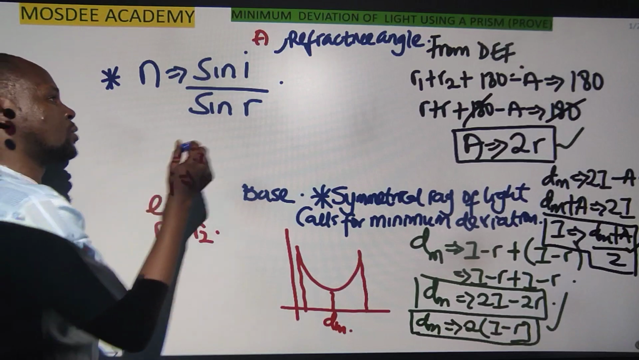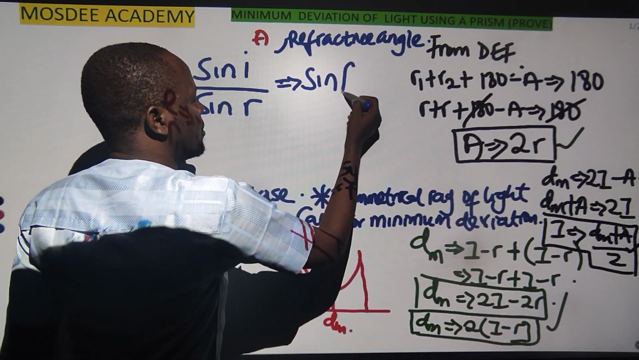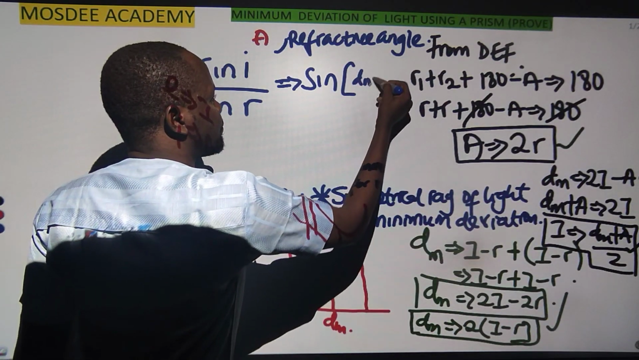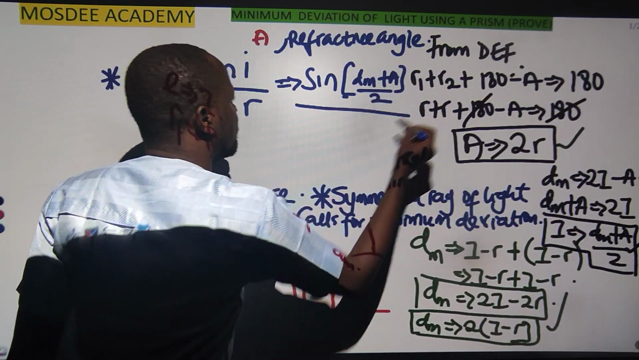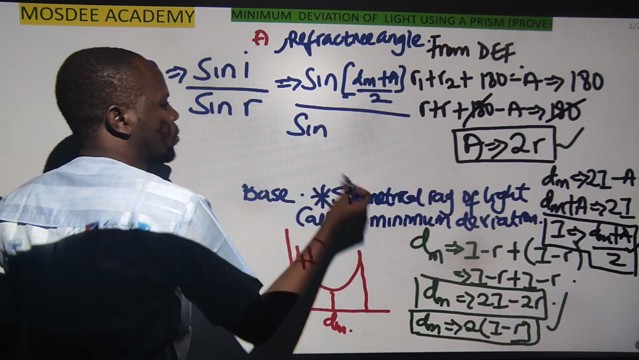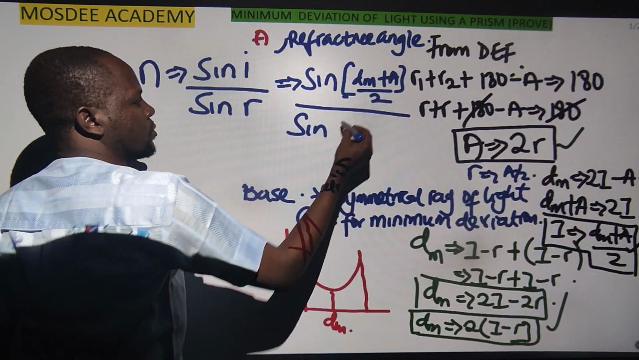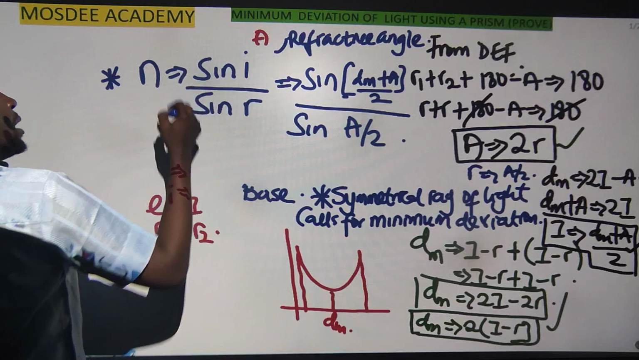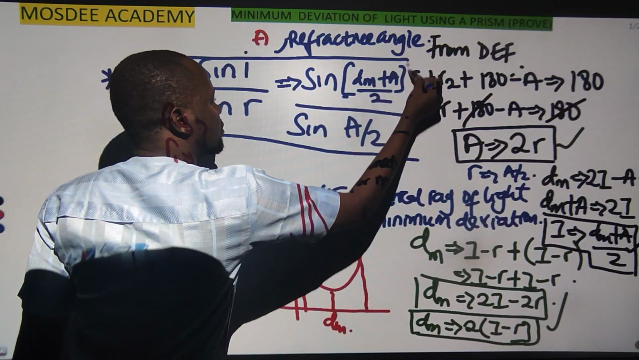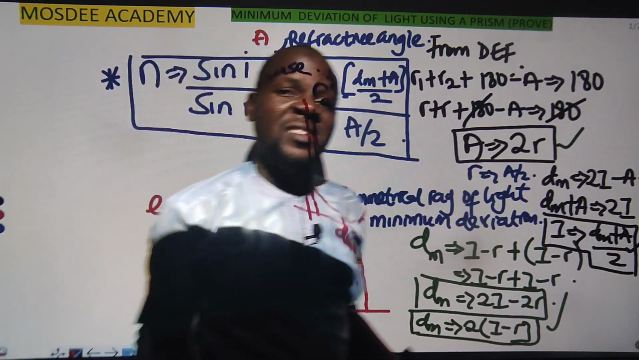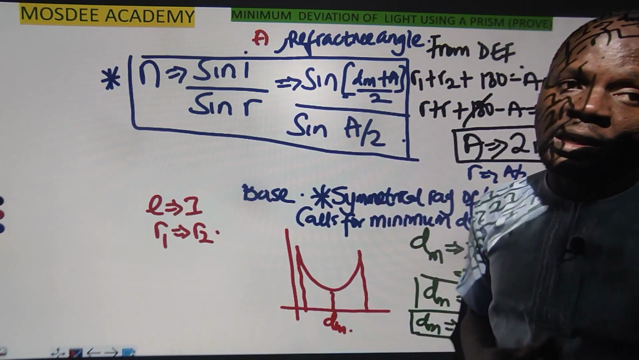So let's now substitute because we are going somewhere. N equals to sine, my dear students, what is I? I equals to what? dm plus A over 2, all over sine. What is R? Please make use of the formula here. R equals what? A over 2. So this is the formula we are coming to meet this morning, and this particular formula is applicable to solve most of your direct questions for your what? Most of the exam-based questions when you have what? N equals to sine dm plus A over 2 all over sine A over 2.